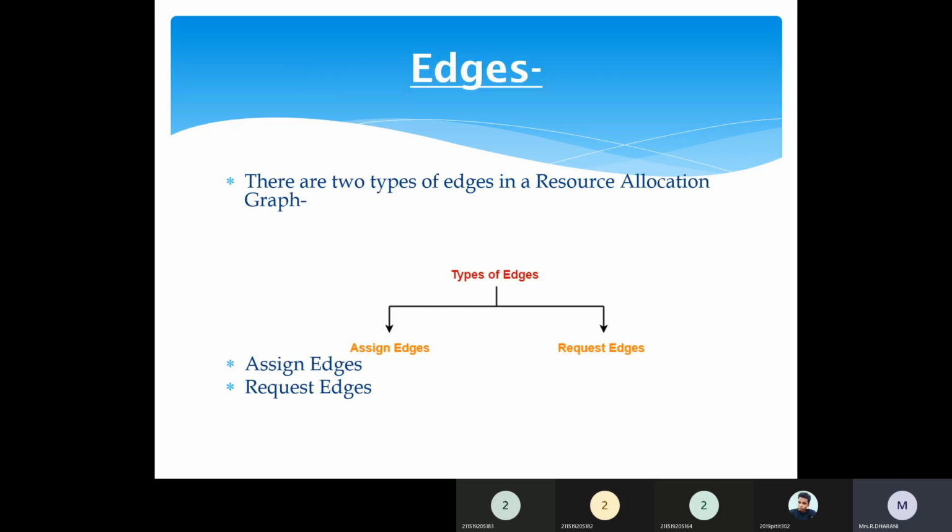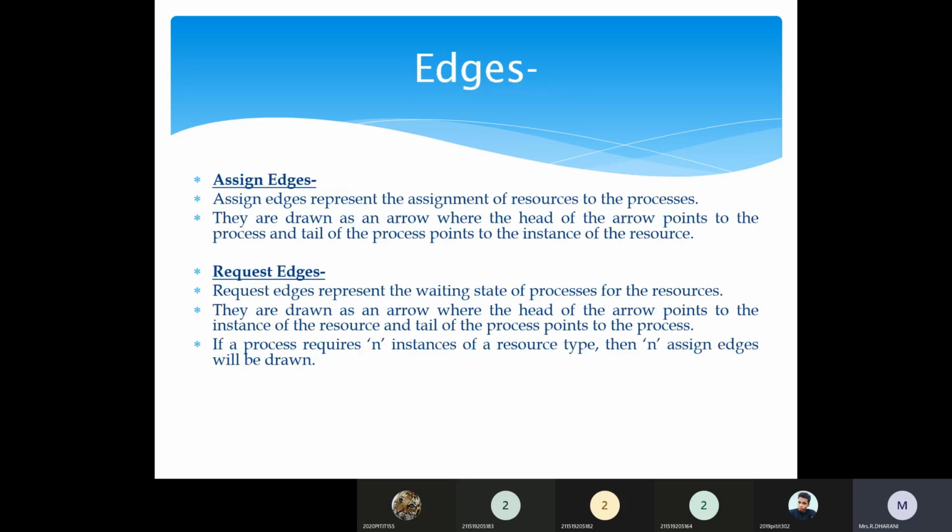And edges. The second component of a resource allocation graph is edges. The edges connect the resource and the process. There are two types of edges: the assign edge and the request edge. So what is an assign edge? In the name itself, you can understand, assigning resources to a process. An assign edge represents the assignment of resources to the processes. Whatever resources are required by the process can be assigned to the process. It is represented with the help of an arrow mark, where the head of the arrow points to the process, because the resource is assigned to the process.